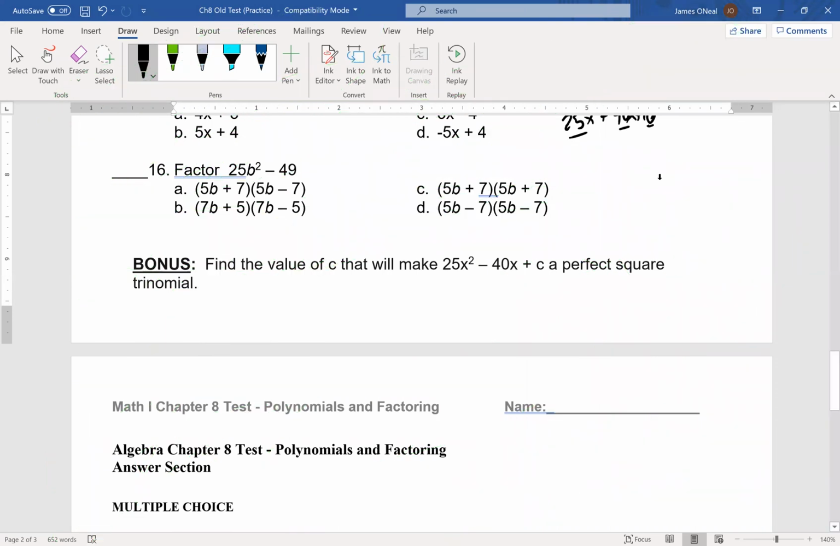All right, number 16. So we have 25b squared minus 49. If we see ourselves subtracting two monomials, if we're going to factor this, it factors into what? No. Sorry, I asked the wrong question. This has a special factoring name. What is the name of this type of problem? It has a special name.